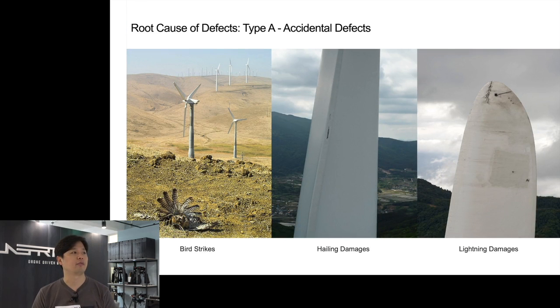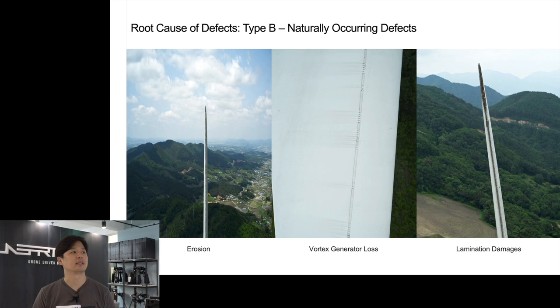To analyze blade repair data, we first need to find out the root cause of certain defects. I want to categorize any defects generated with unexpected events as type A. These include incidents of bird strikes, hailing damages, and lightning damages. Whereas type B defects are naturally occurring defects. These include blade surface erosion, vortex generator loss, lamination damages, etc. And these defects indicate the deterioration of the blade over time.